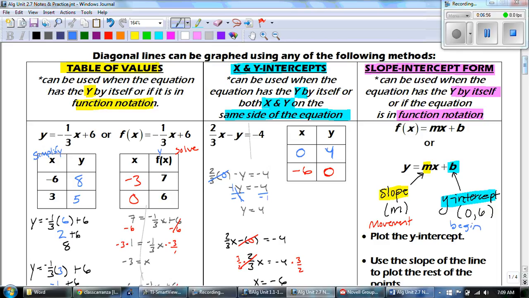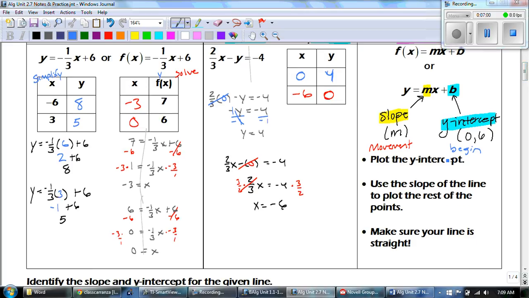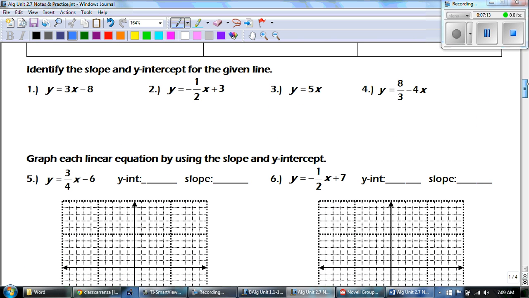So we use the slope. The way we do it is first we plot the y-intercept. We use the slope of the line to plot the rest of the points, and then we have to make sure your line is straight, meaning you're using a ruler or a straight edge to do this.